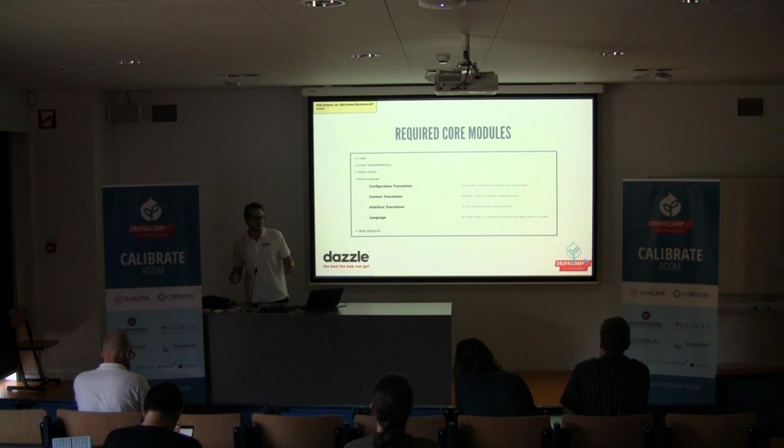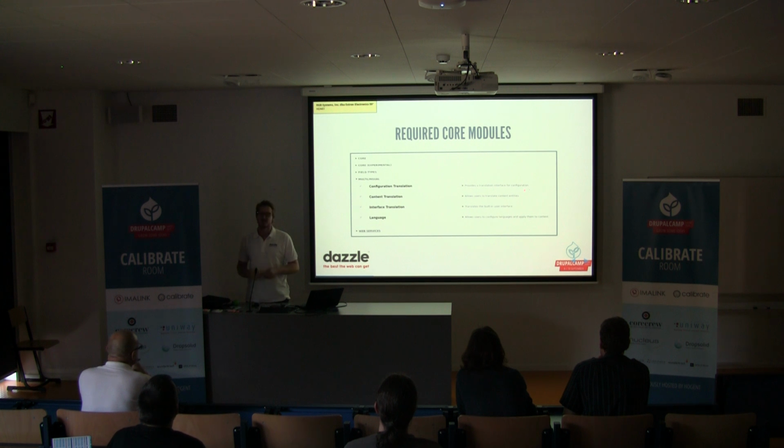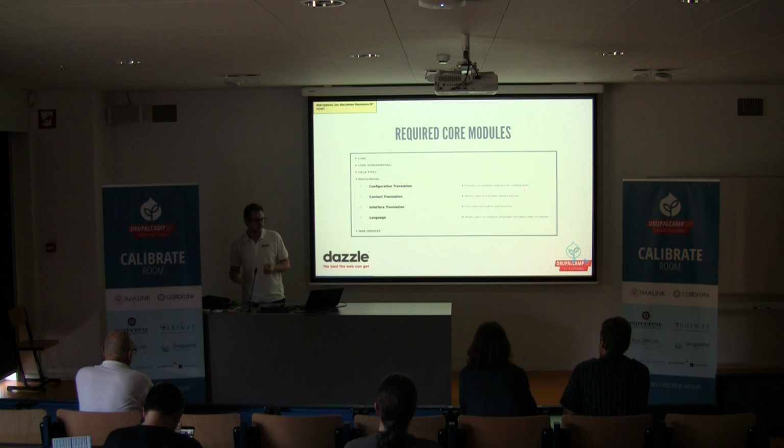We require some core modules. For instance, we need the language module, which allows us to define new languages. We need the content translation module, with which we can translate user-generated content. We need the interface translation module, with which we will translate system-generated strings. Those are strings that are defined in PHP code, like next, previous, or register.